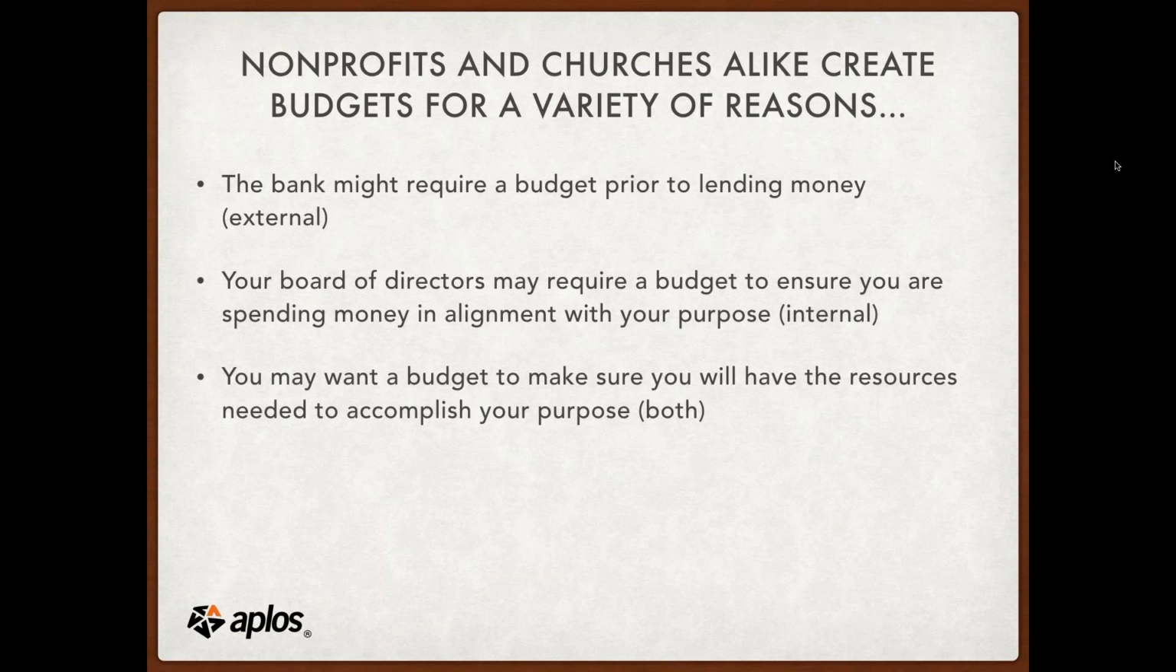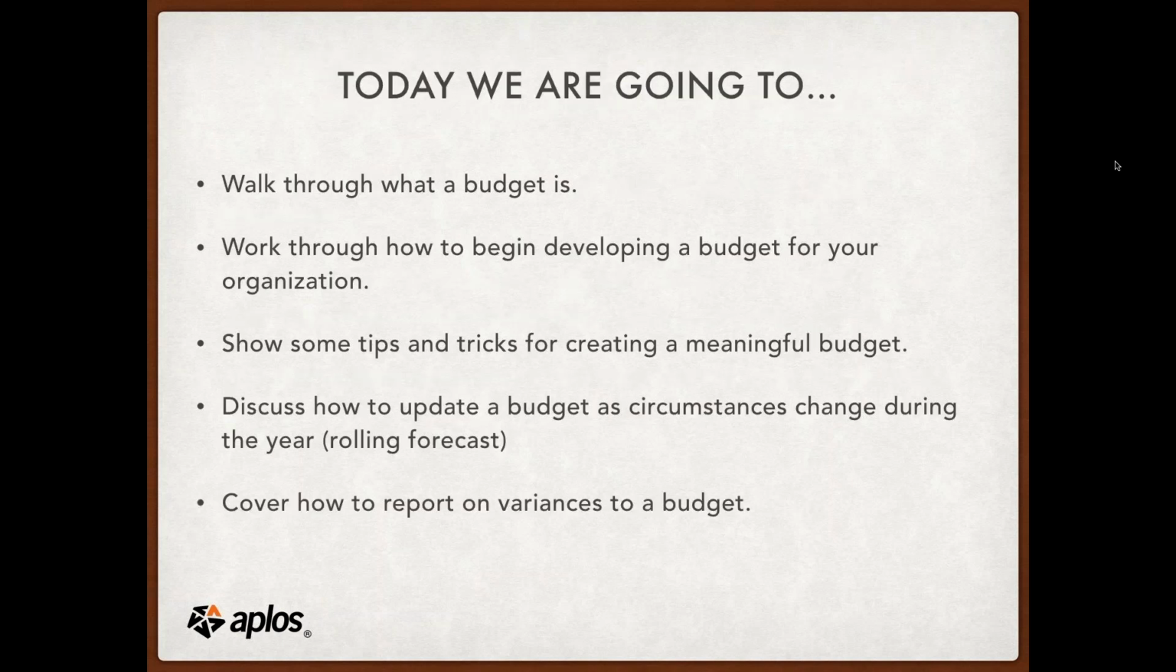So you may also want a budget to just make sure that you have the resources needed to accomplish your purpose. People externally interested, like donors or funders, granting agencies, something like that, they want to know that you're going about your purpose the right way. They want to make sure that you're being financially responsible. Your internal donors and people, kind of your constituents, might want to know that information as well. So those are some reasons to have a budget.